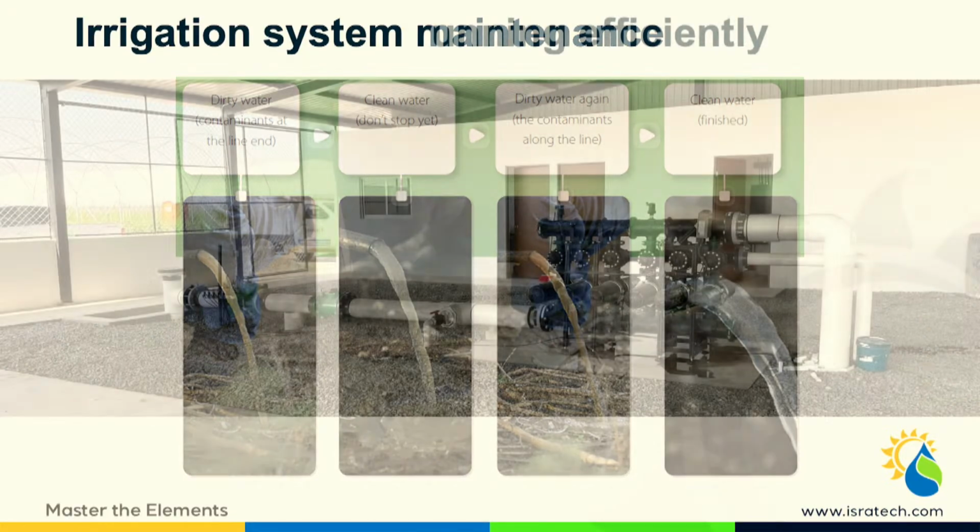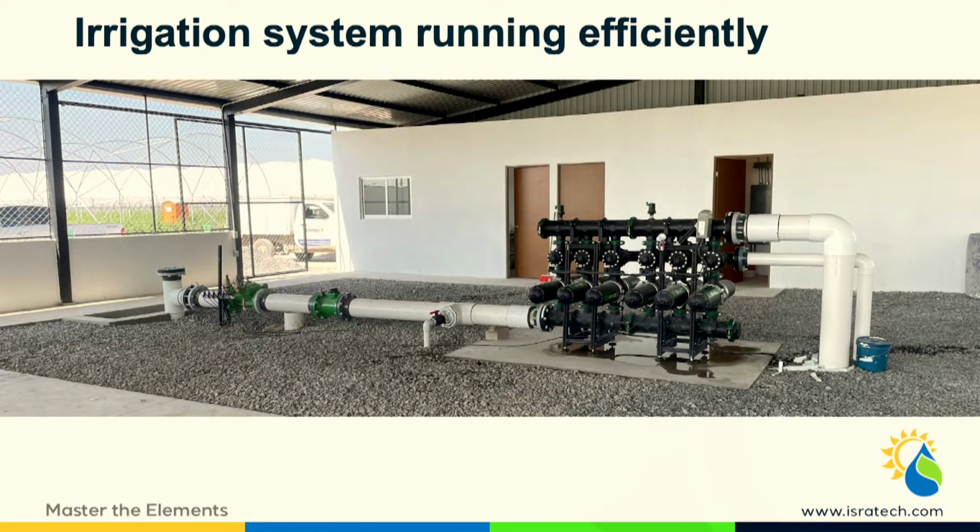The next one. So everything that I have been talking about is to achieve that the irrigation system is running efficiently. So we have to conceive the irrigation system as a set of different factors.